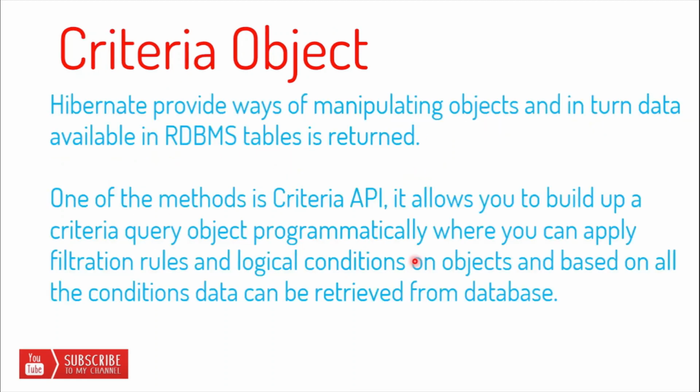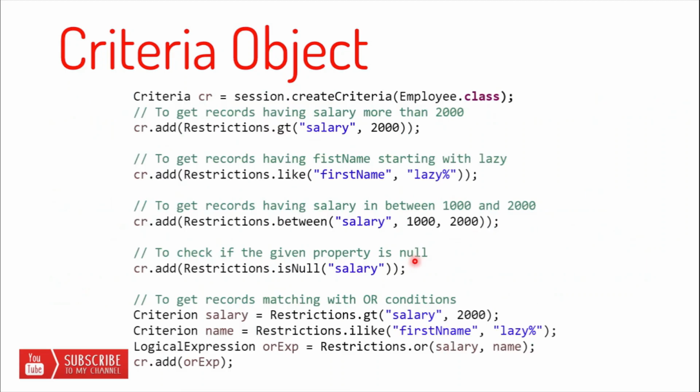The last point is the Criteria object. Hibernate provides ways of manipulating objects, and in turn data available in the RDBMS table is returned. One of the methods is the Criteria API. It allows you to build up a criteria query object programmatically, where you can apply filtration rules and logical conditions on objects, and based on all the conditions, data can be retrieved from the database. Now let's see this with an example as well.